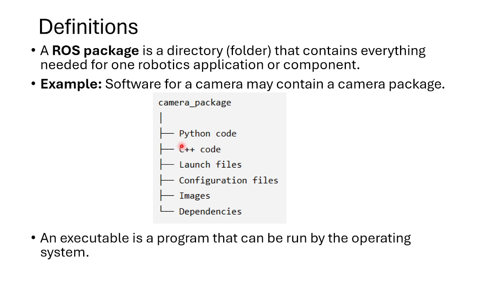And what is an executable? An executable is always inside a package. Inside a package we can see Python code or C++ code. These are basically programs inside the package that can be run or executed, and that's why they are called executables. So an executable is a program that can be run by the operating system.